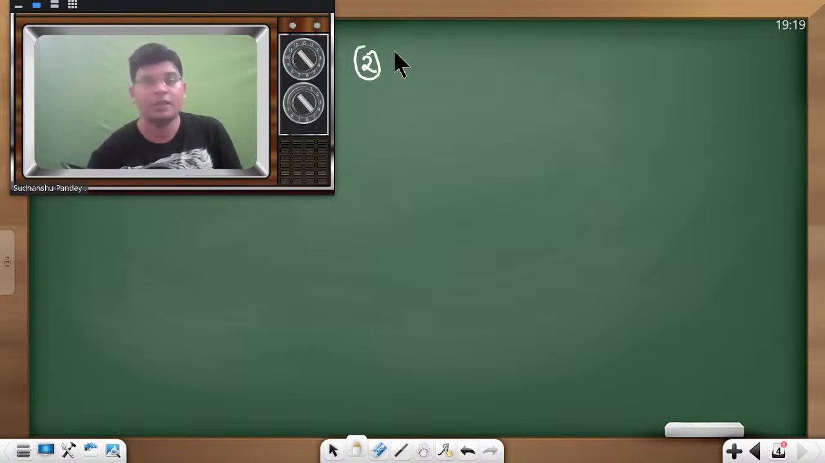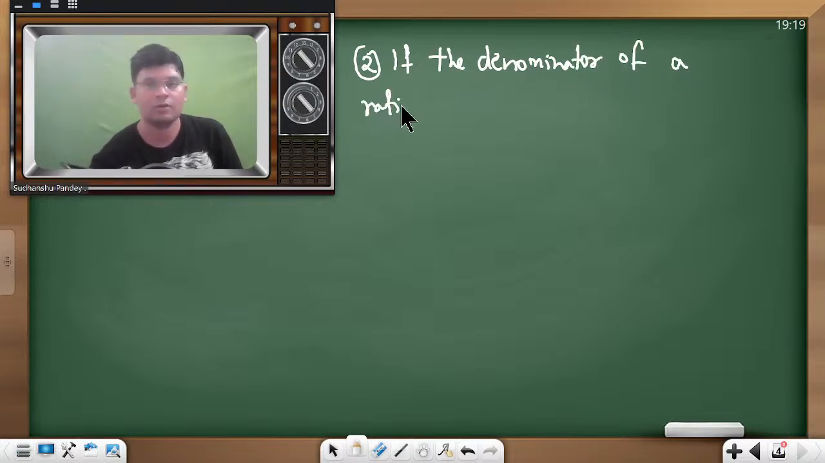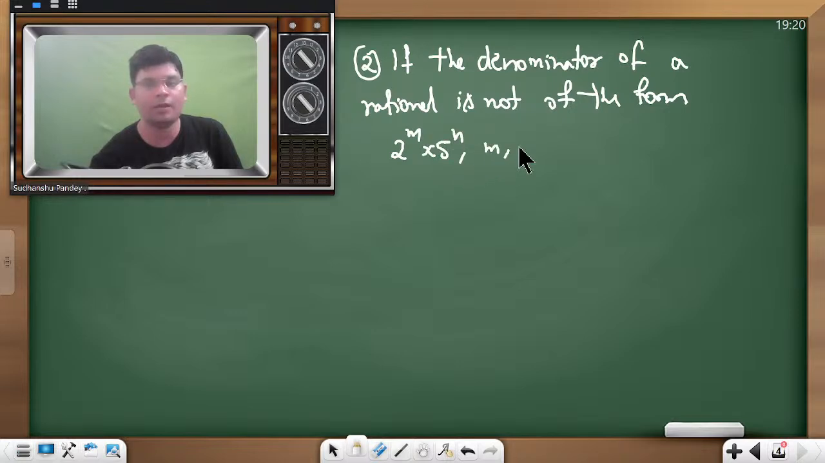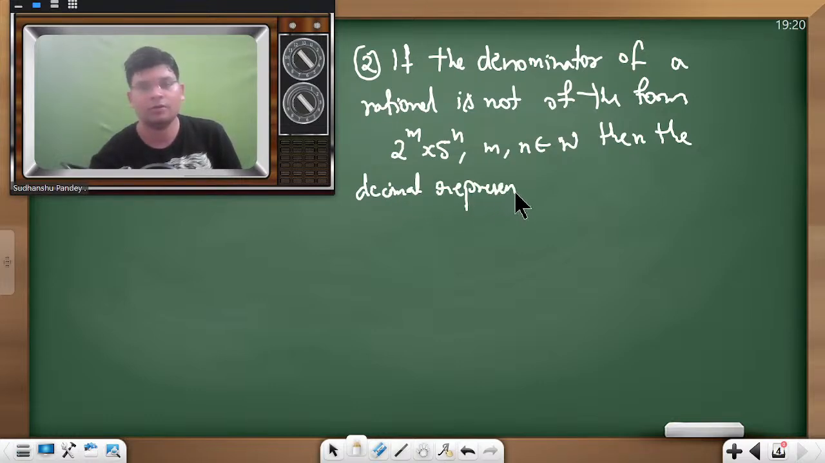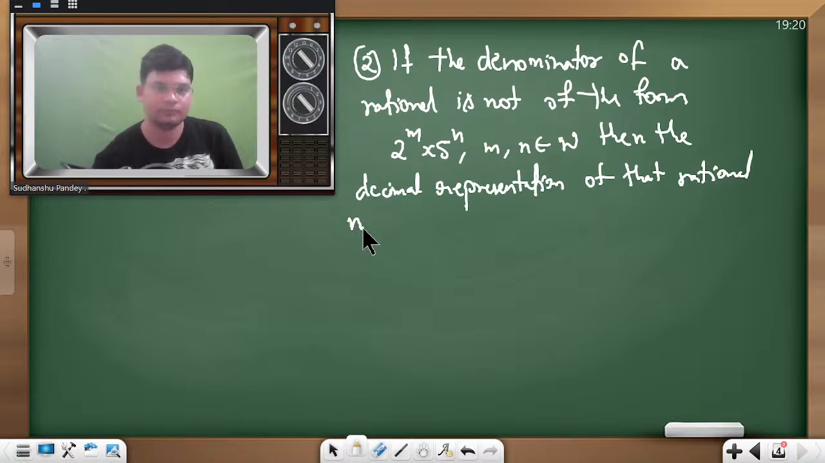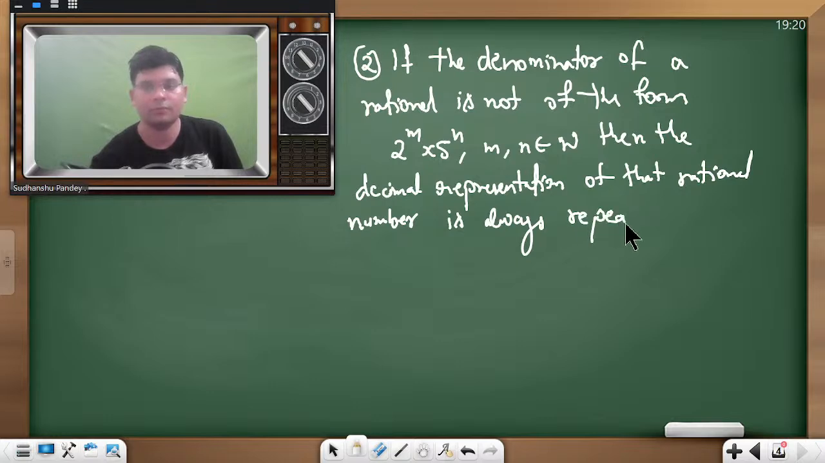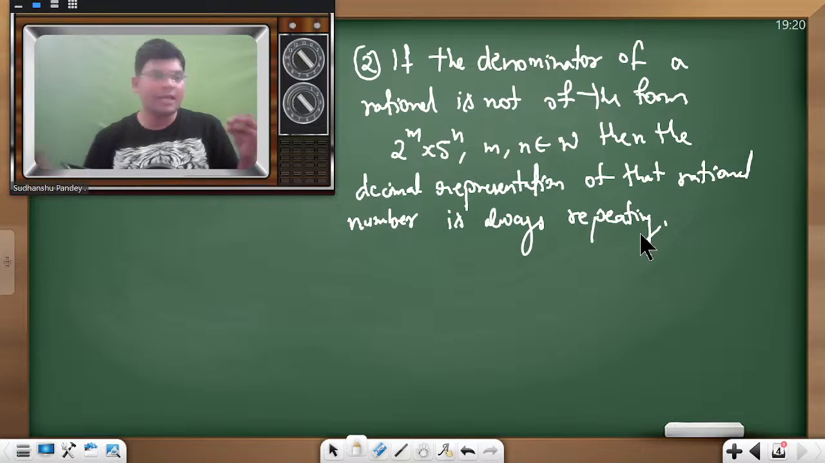The second point is, if the denominator of a rational number is not of the form 2 to the power m into 5 to the power n, where m and n belong to whole numbers, then the decimal representation of that rational number is always repeating. Rather than writing non-terminating repeating, I can directly write repeating.